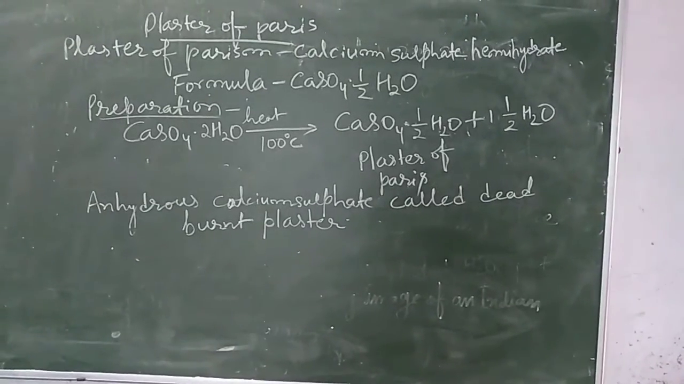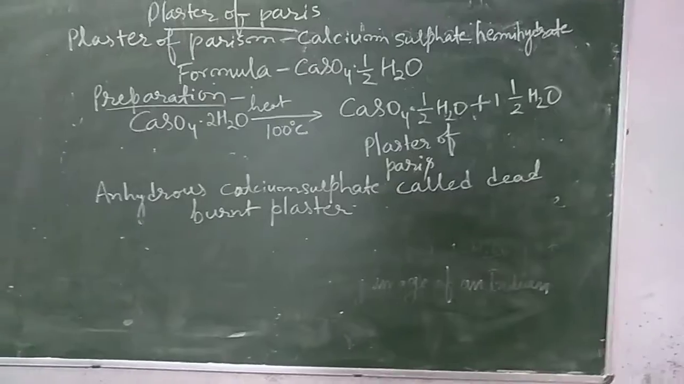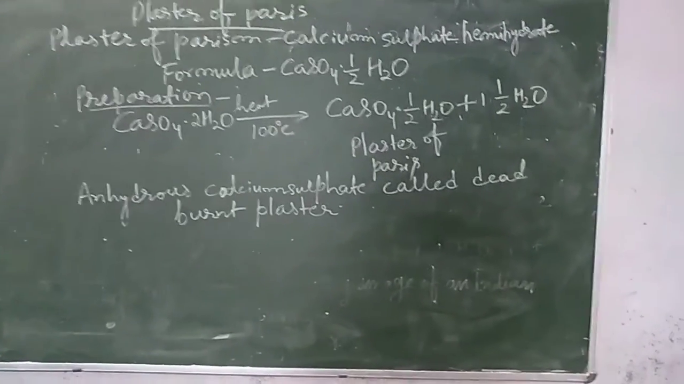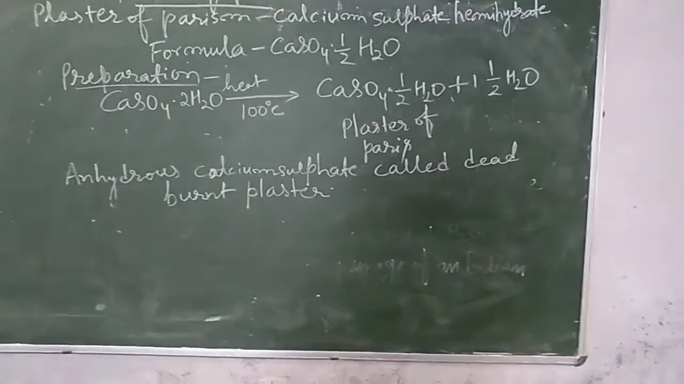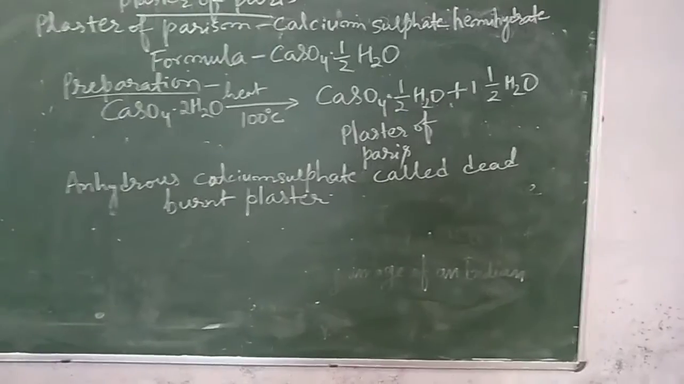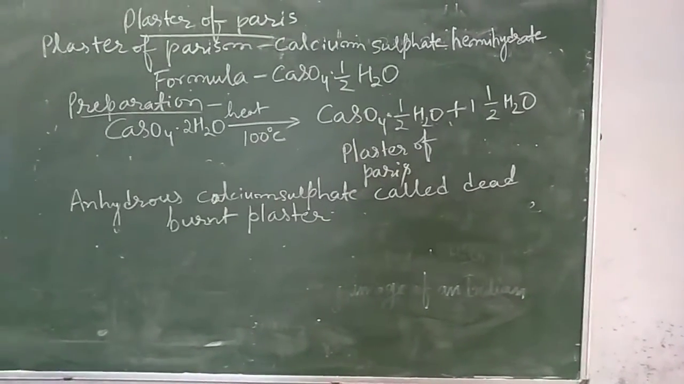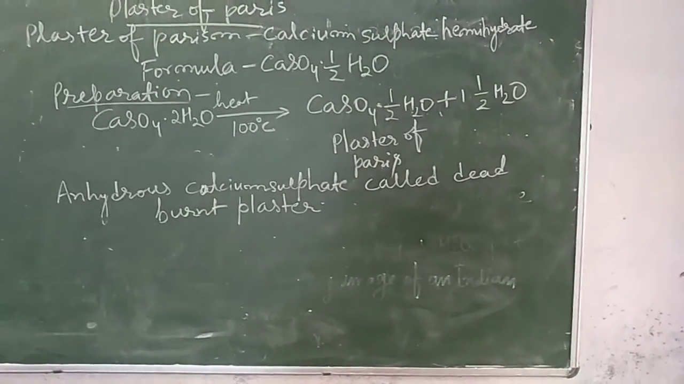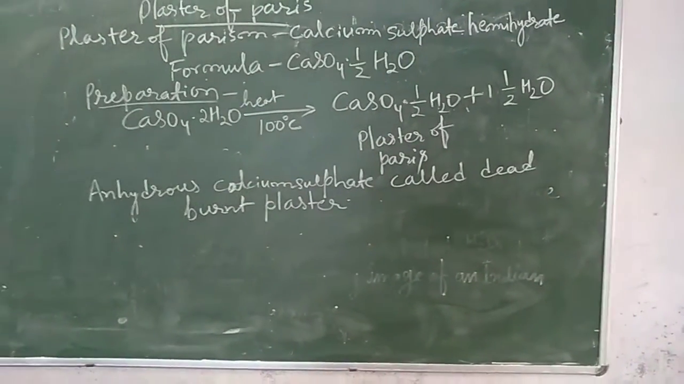Formula of plaster of Paris is CaSO4.2H2O. It means 1 calcium sulfate shares half a water molecule, or we can also write it like 2 CaSO4.H2O. It means 2 calcium sulfate share 1 water molecule.